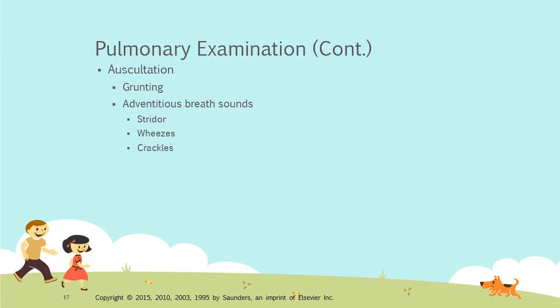Auscultation. Auscultation involves listening to the sounds of the heart, lungs, and the belly. Sometimes with ears alone, but mostly with a stethoscope for the respiratory therapist. Vesicular breath sounds, or normal breath sounds, should have no outside sounds. However, many times we hear adventitious breath sounds or grunting.